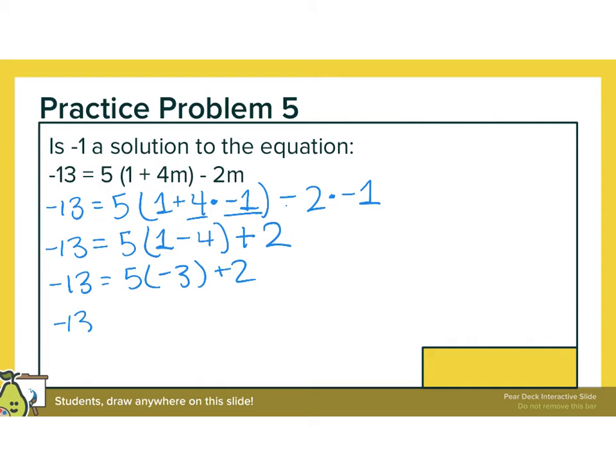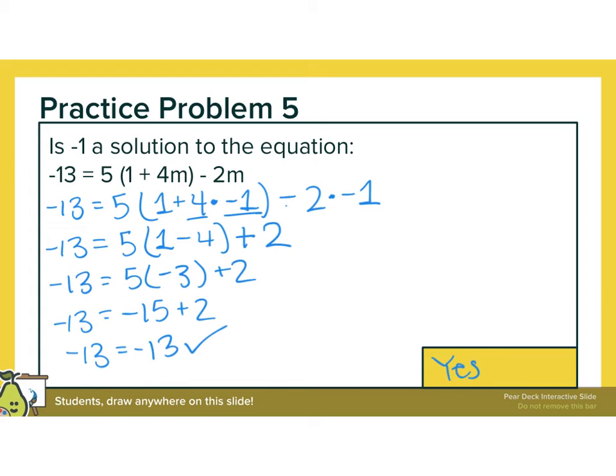Bring down the -13 again. We multiply first in the order of operations, so 5 times -3 is -15. Bring down the plus 2. Bring down the -13, simplify. -15, positive 2, signs are different, subtract. 15 minus 2 is 13. I have more negatives than positives. Yes, it checks out. So is -1 a solution to the equation? Yes.